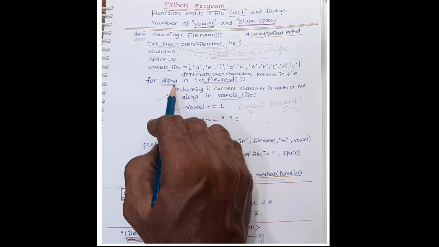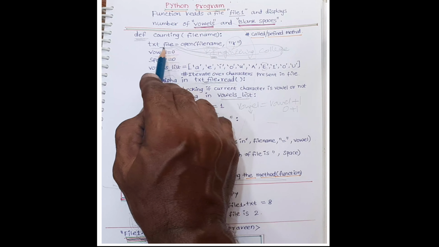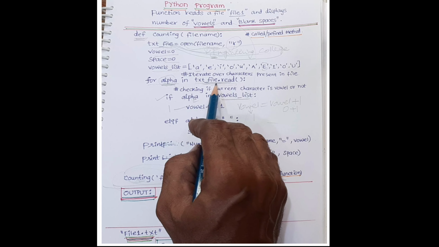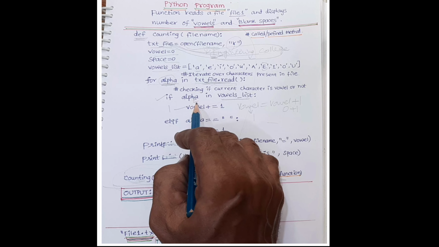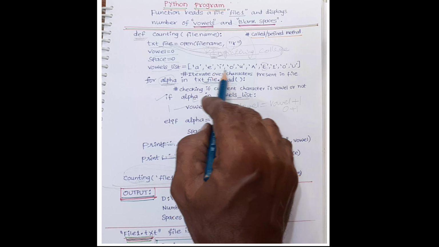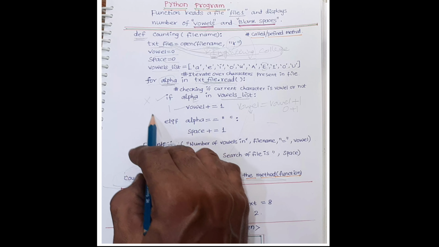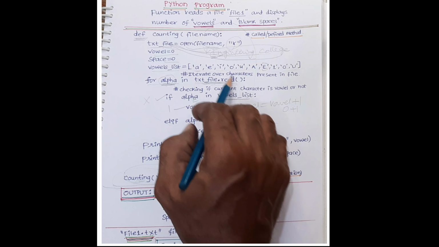Now alpha of 1. What is the alpha of 1 from this? This is the text file. This file is given to this. Alpha of 1 is n. Is that n in the vowels list? No, that is not there. Then if the condition is false, we will go to else if. In this also it is not true. Next, the for loop will be iterated.